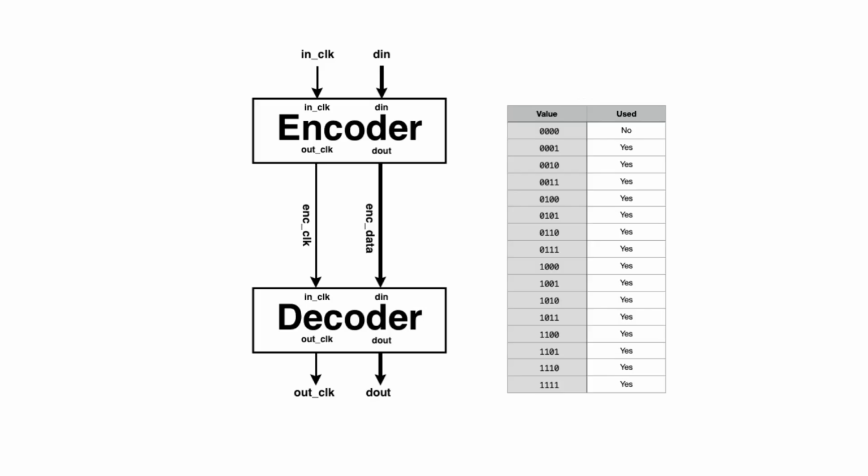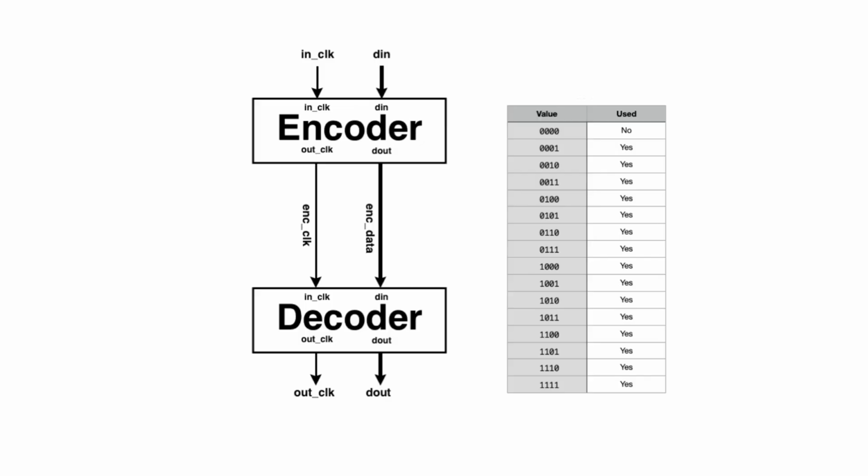Then I'm going to send that across to the decoder, and the decoder is going to take in those pulses and convert them back to levels. And hopefully it'll be done in such a way that out clock rises and D out changes, and D out either changes at the same time or slightly before out clock rises.